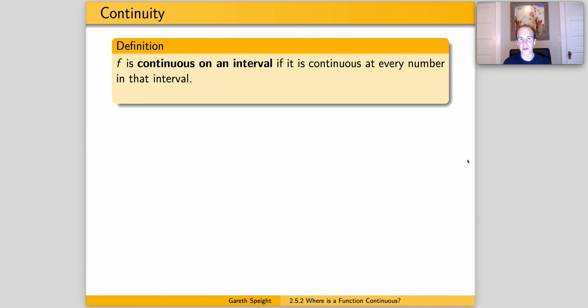Then I can't approach 0 from both sides, right? I can only approach 0 from the right if I'm in the closed interval 0, 1. So if there are endpoints of an interval, then we mean continuity from one side. Continuity at endpoints means continuous from the left or continuous from the right. We can only approach the point from inside the domain.